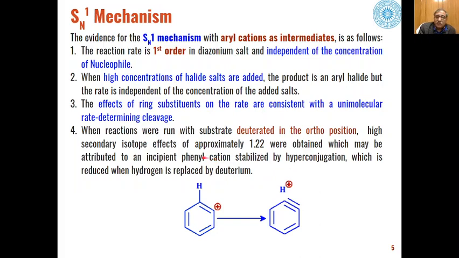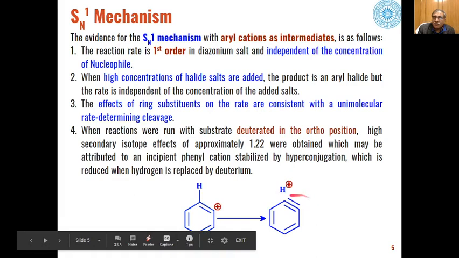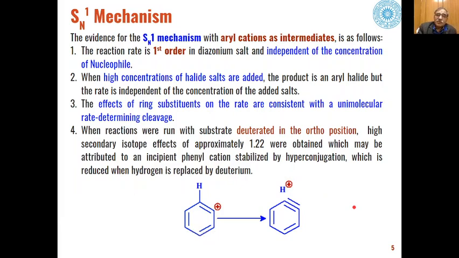Then the fourth evidence is that if we use deuterated compounds in the ortho position, the substrates show secondary isotopic effects of the order of 1.22, and this high value of secondary isotopic effects can only be explained if there is stabilization of the phenyl cation by hyperconjugation. For example, if this is the phenyl cation, it undergoes hyperconjugation and this type of benzene is formed, which is a stable intermediate, and H positive ions are formed. So this is again evidence which tells us that the SN1 type of mechanism is being followed.